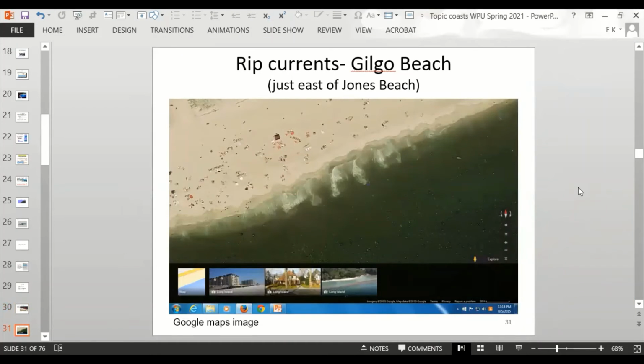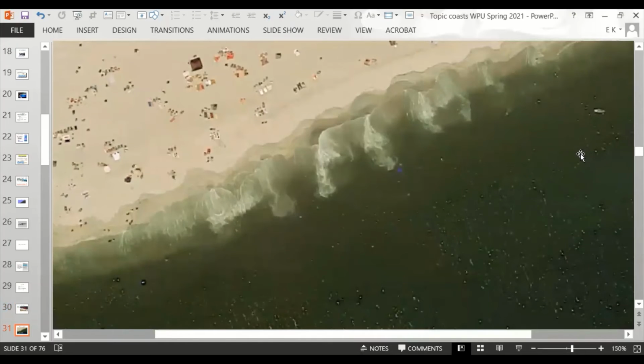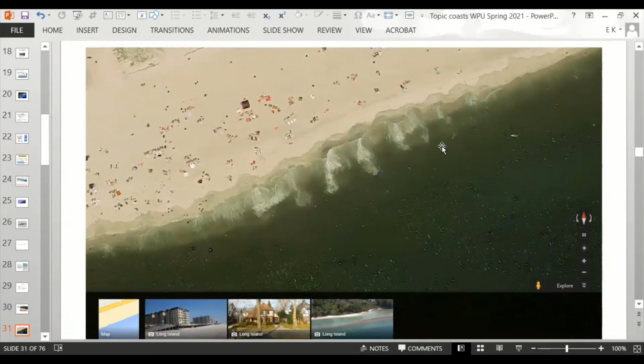And here is from Google Maps, you can actually see rip currents on the image. So over the summer, you just look for a beach on Google Earth or Google Maps. You turn on the aerial view and you can see rip currents.